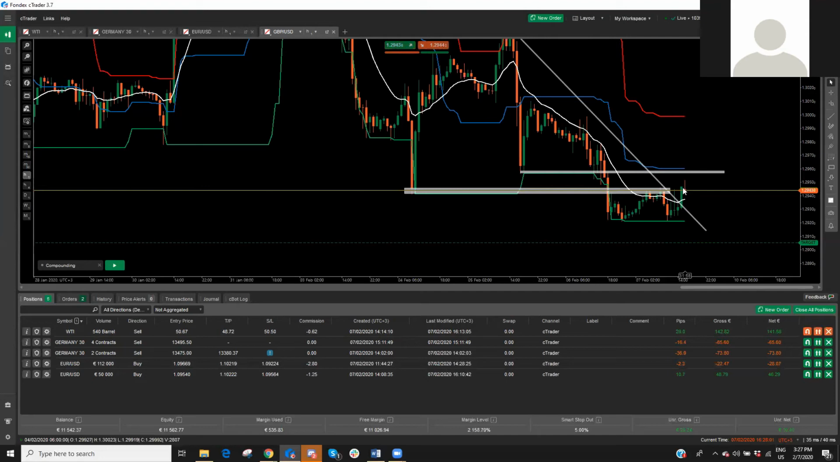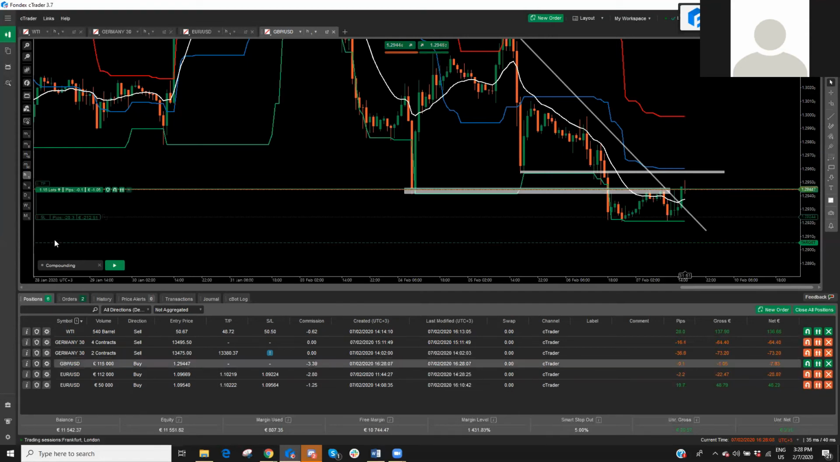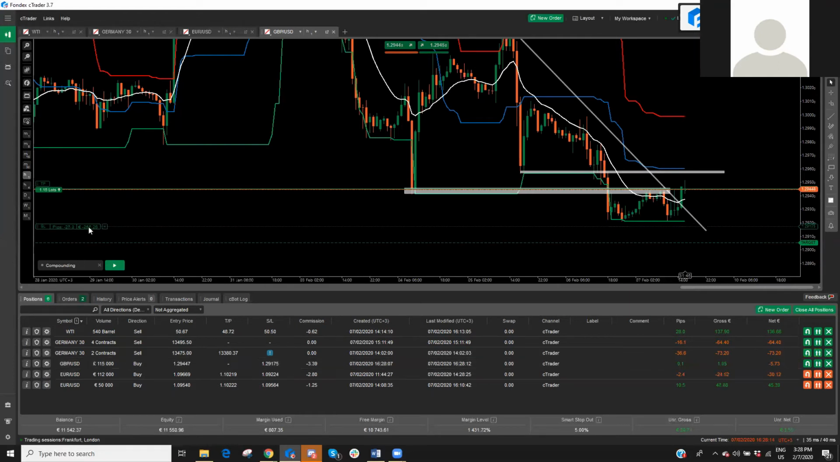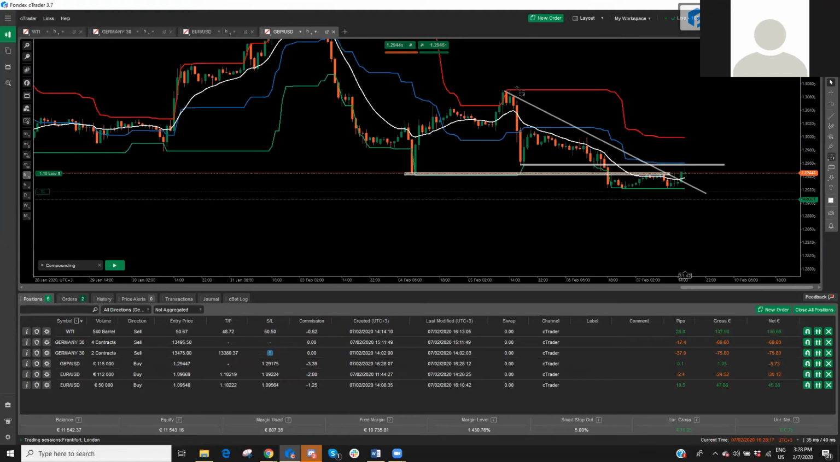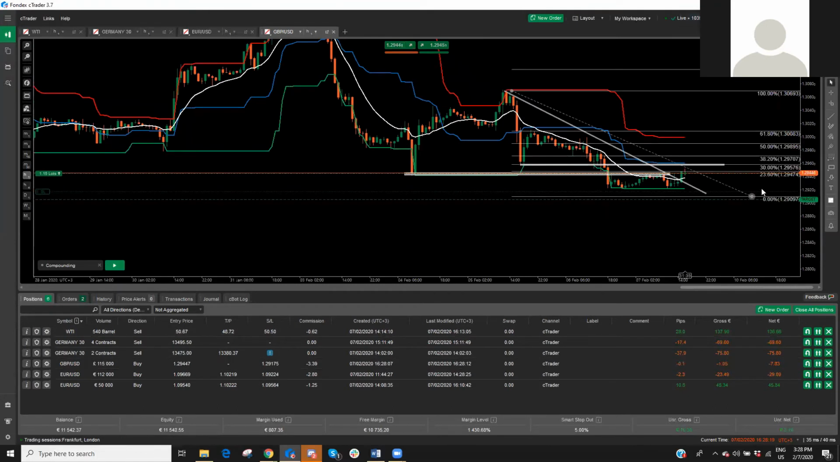So I'll explain now. We broke this level, we closed up, and there is a little shadow here, but I'm going to enter this trade. Boom, I'm in. I'm going to go with my stop loss, and I'm going to set it below this level here. Okay, 27 pips, 280 euros. What I'm going to do next is get the top, get the bottom.